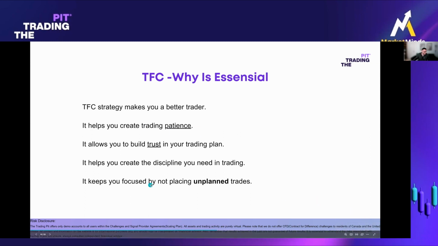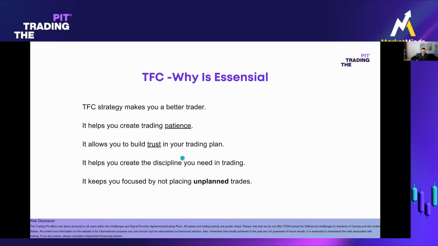Oh, sorry about that. Let me just change something here. It's this one. Yeah. Do you guys still see my screen? Yeah, perfect.